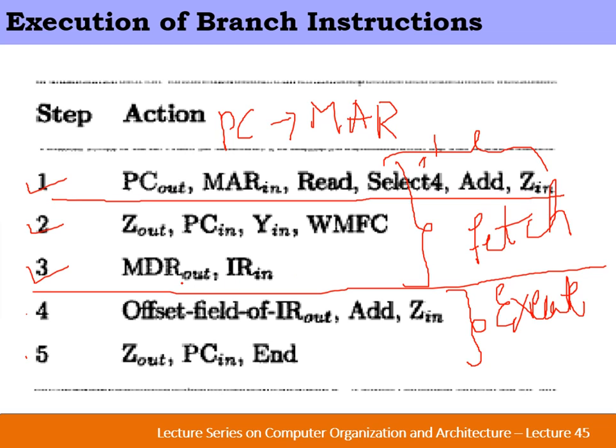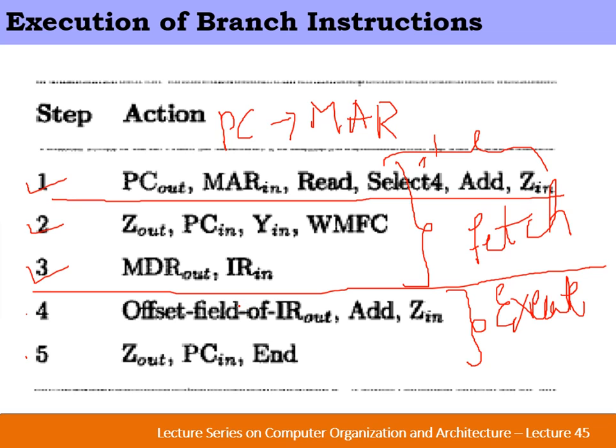So MDR out equal to 1 copies the content of the memory data register to the instruction register by making IR in equal to 1. So now the instruction is fetched and it is stored in the instruction register. Once the instruction is stored in the instruction register, it is decoded.